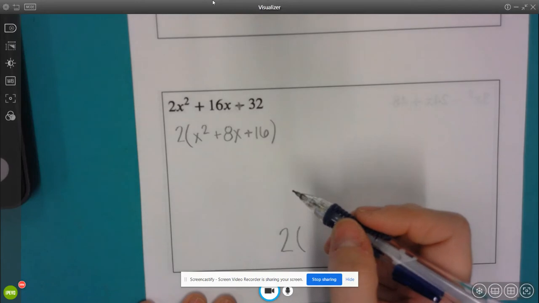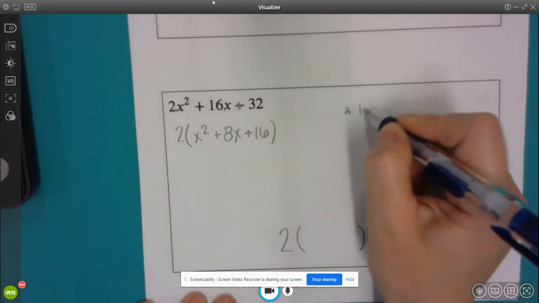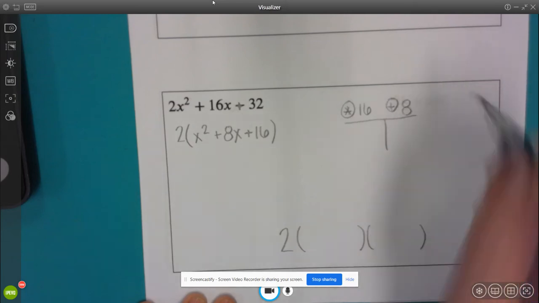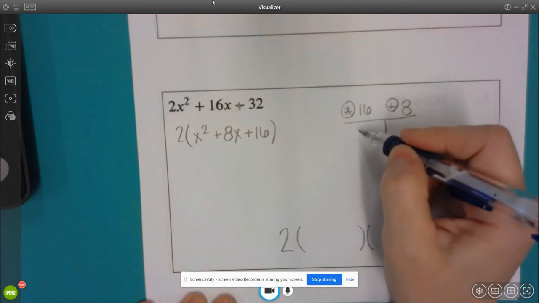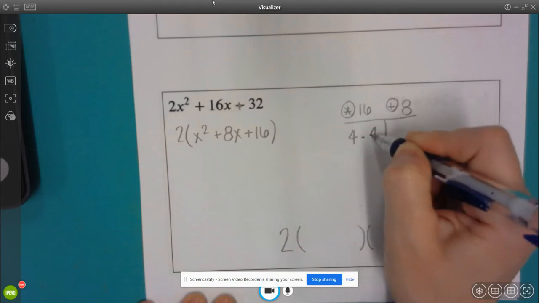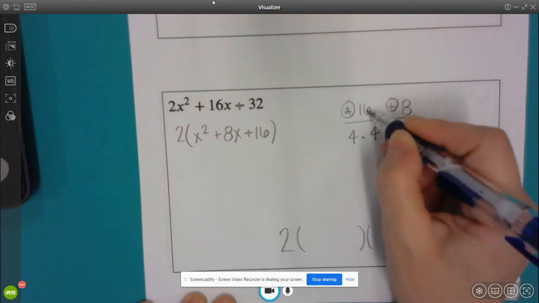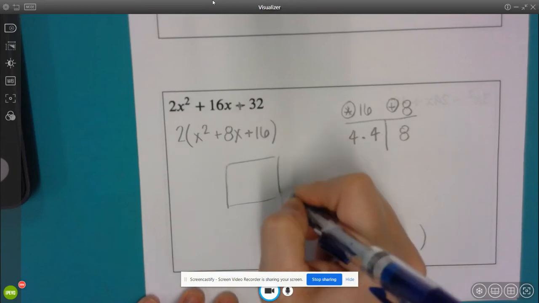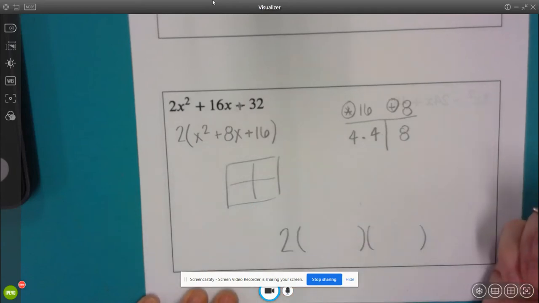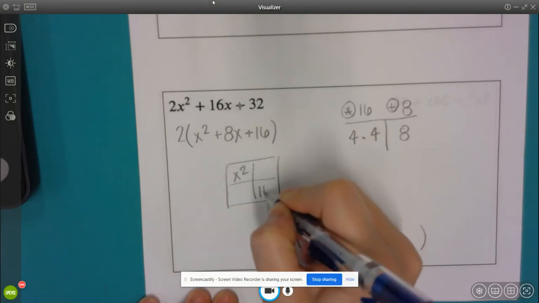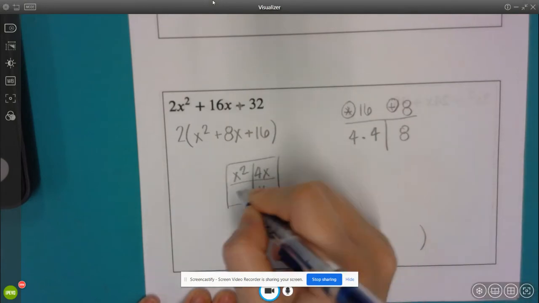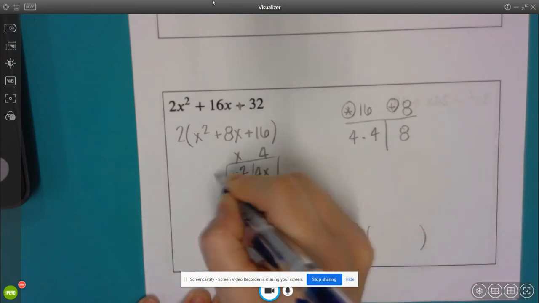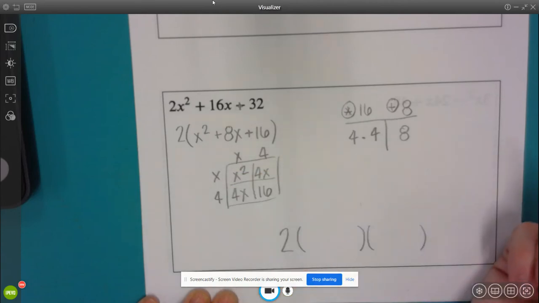All right. So now I have to multiply to get 16 and add to get 8. Well, the only way that works is by doing 4 times 4. Because 4 times 4 gives me 16 and 4 plus 4 gives me 8. So we're going to go over to the box. Now this is one of these special cases that we talked about before where my corner boxes are actually the same. So my factors are going to be the same.